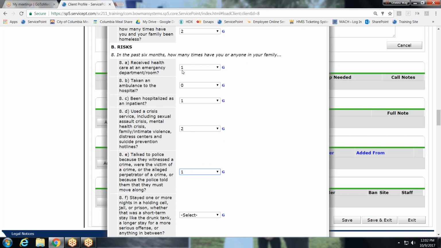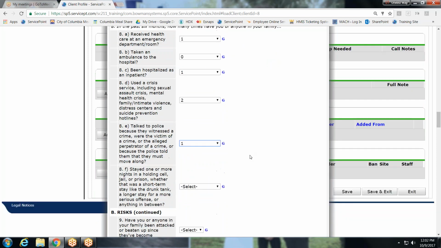In the past 6 months, how many times have you or anyone in your family stayed 1 or more nights in a holding cell, jail, or prison, whether that was a short-term stay like a drunk tank, a longer stay, or a more serious offense, or anything in between? None.